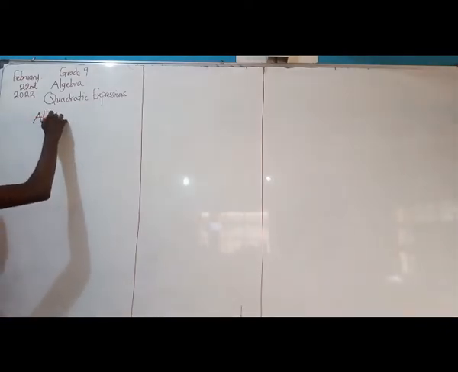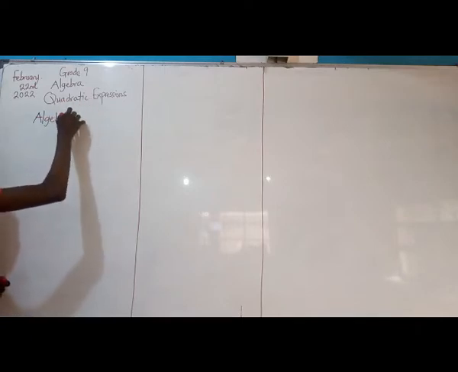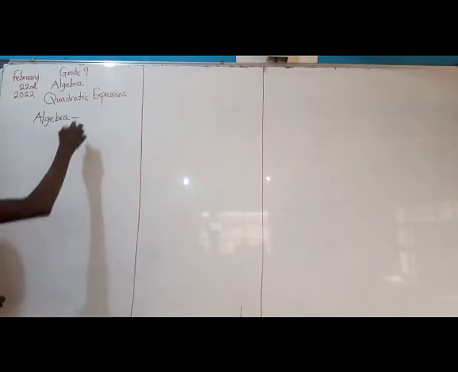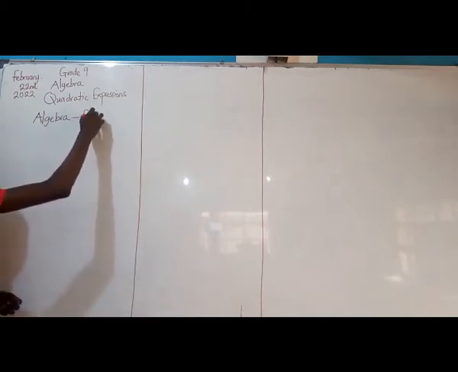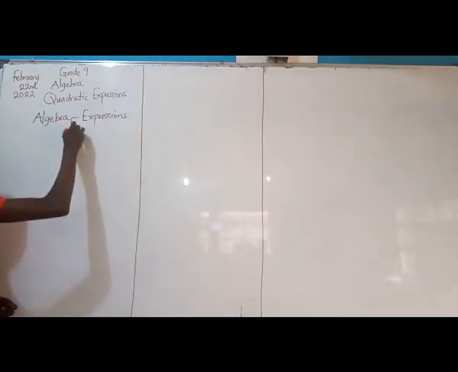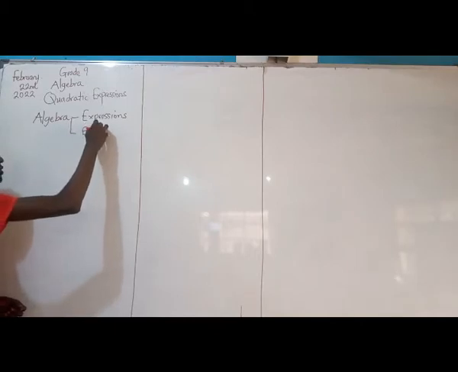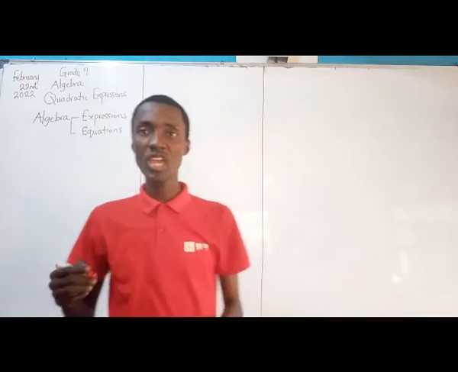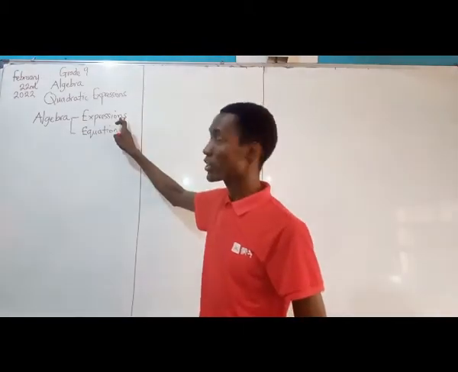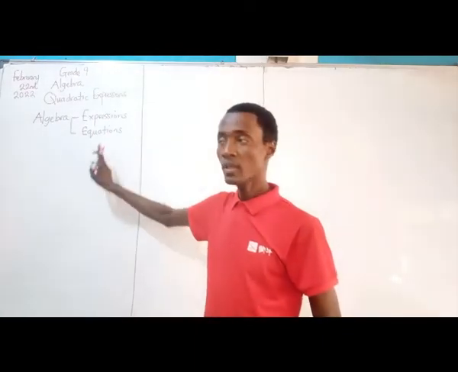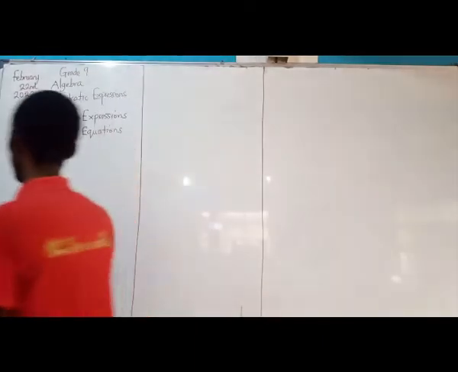Quadratic is a branch or an aspect of algebra, and when we mention algebra, two key areas come to mind: expressions and equations. Every time we talk about algebra, two key areas come to mind: expressions or what? Equations. Now, what's an expression?